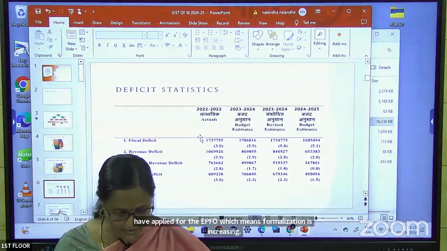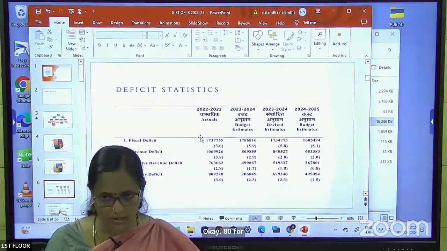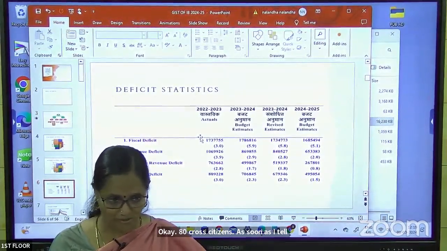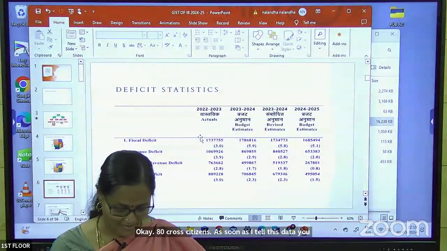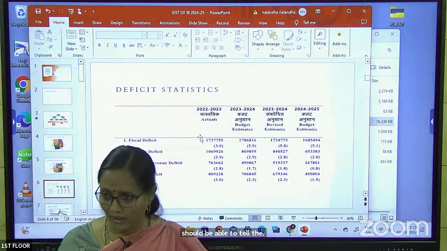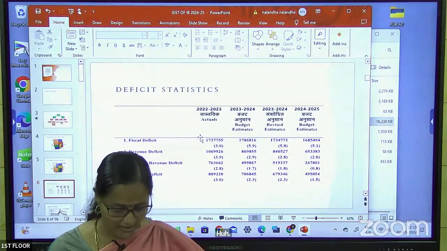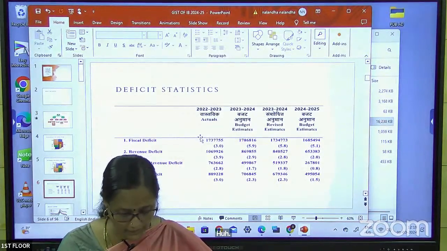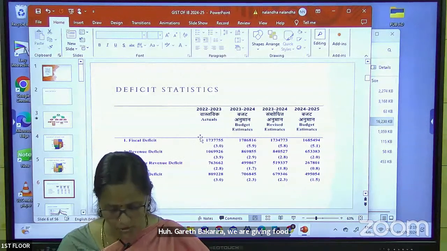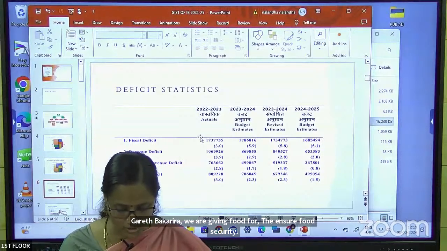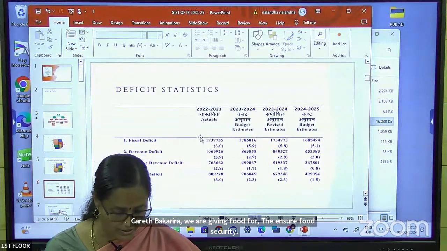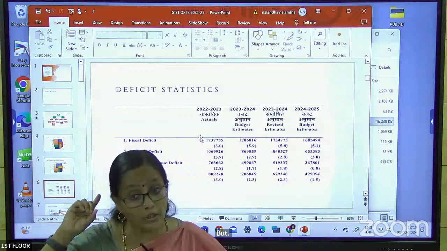80 crore citizens. As soon as I tell this data, you should be able to tell the poverty scheme. Garib Kalyan Yojana. They are giving food for 80 crore citizens to ensure food security. Pradhan Mantri Garib Kalyan Yojana for 80 crore citizens till December 2028.